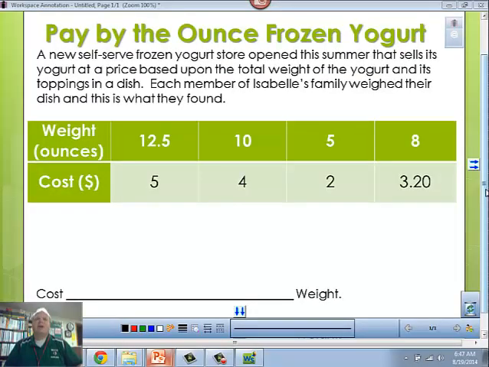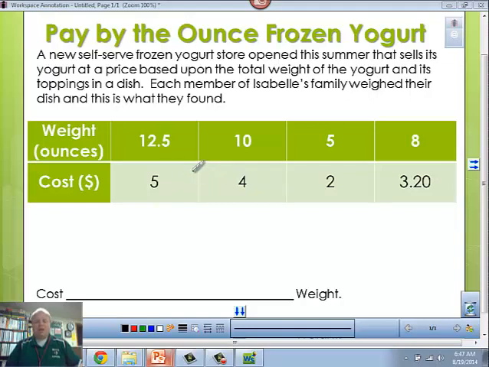The problem says a new soft serve frozen yogurt store opened this summer that sells yogurt at a price based upon the total weight of the yogurt and its toppings in a dish. Each member of Isabel's family weighed their dish, and this is what they found. Here's the weight, and here's what it costs for that. Now I want to know, are these proportional to each other? Meaning, do these equal each other?